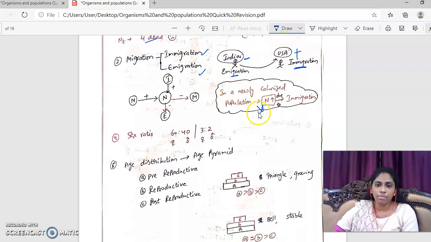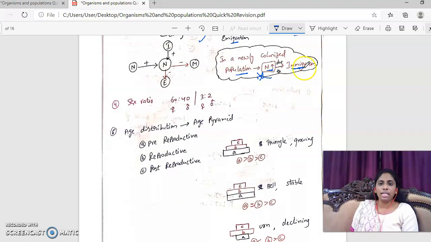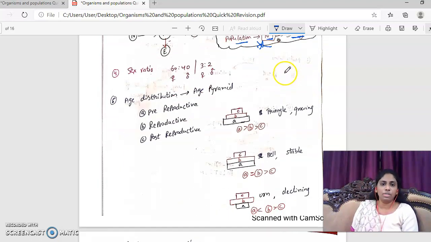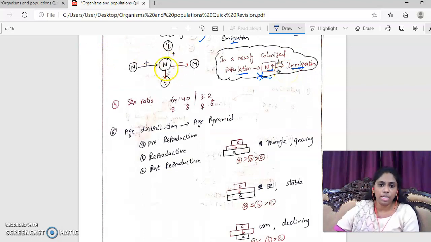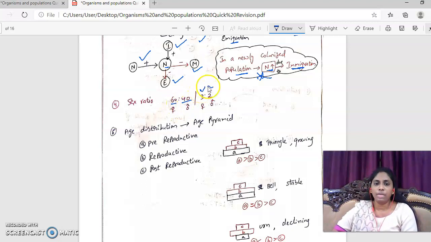Now remember this very important point. In a newly colonizing population, the increase in population density is mostly because of immigration, because it takes time for us to reproduce. Till then immigration takes over the job. Now this is population density. Immigration and natality add up to the population, while emigration and mortality will decrease population density. Now sex ratio. Let us say females are 60% and males are 40%. You can say the ratio of female to male is 3:2.